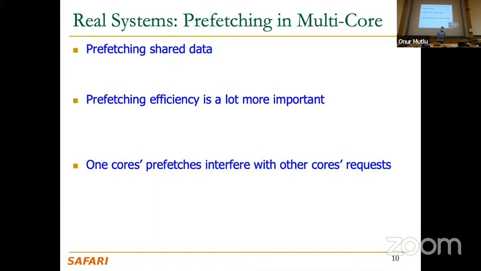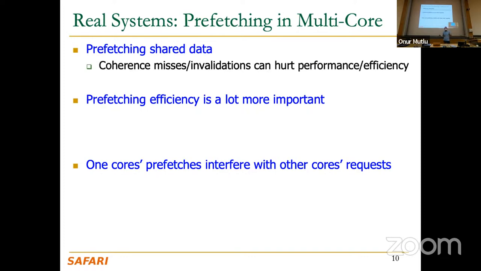And things become more complicated when you have multi-threaded, multi-processor systems. Now there are multiple other issues that come into play, like prefetching shared data. If processors are sharing data, how do you prefetch them? If you don't prefetch them at the right time, you may actually incur additional coherence misses and invalidations, because you prefetch some cache block and somebody else is going to write to that cache block. You prefetch it into your cache only for that cache block to be invalidated without you using it, right? And these are issues that you need to be careful about in a multiprocessor system.